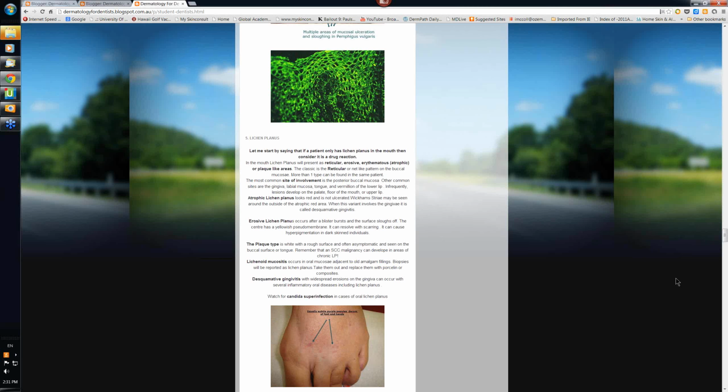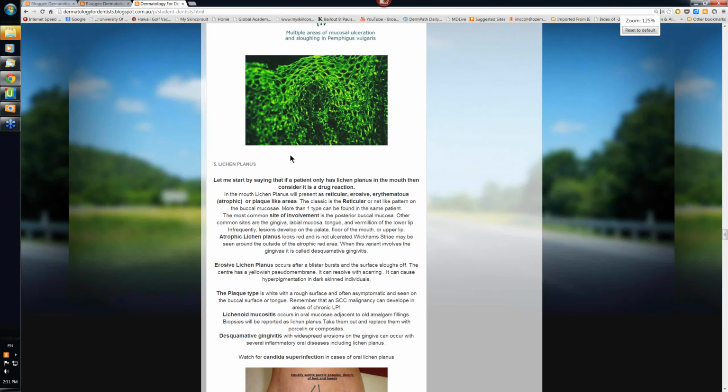Lichen planus is a condition that a dermatologist often does see, and it may well be a presenting condition to a dentist. Let me start by emphasizing this point. If a patient only has lichen planus in the mouth and nowhere else, then first of all consider a drug reaction. The reason I bring that up right at the beginning is that it's one of the few causes of lichen planus that can be cured.